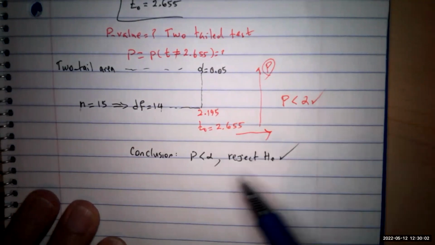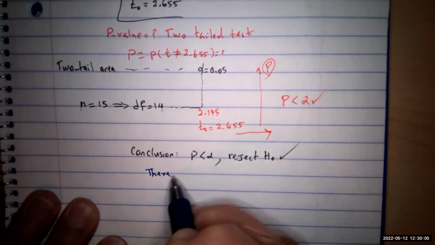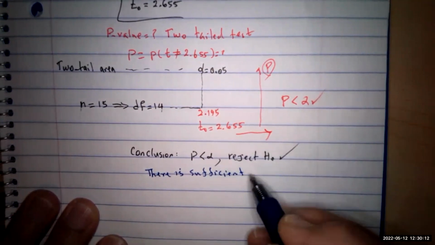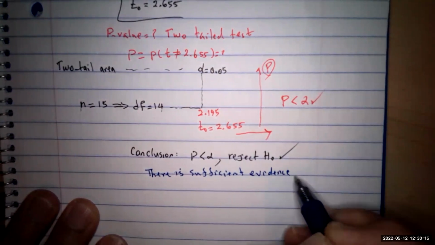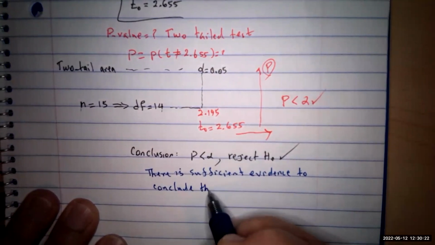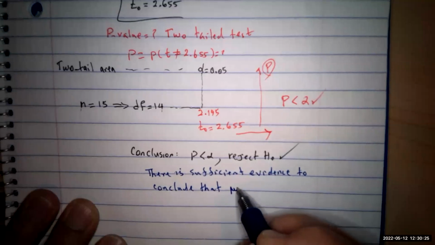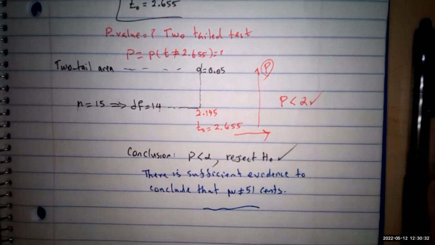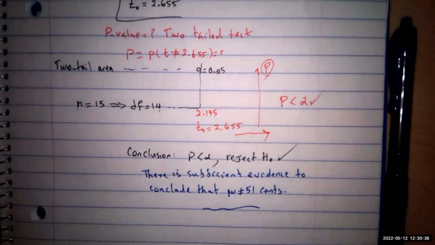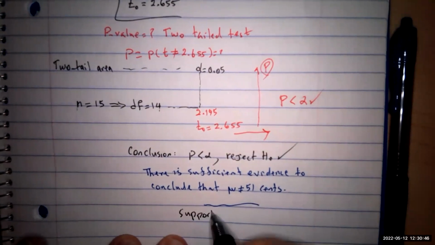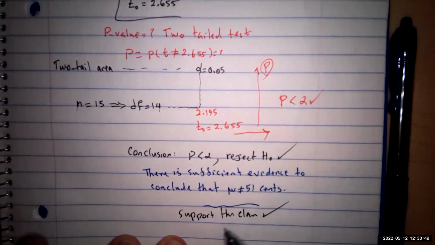Okay, so reject the H naught means there is sufficient evidence to conclude that mu is not equal to 51 cents. And it's clear, you see, that was the price in 1998. Now it's 2022, so the price of the bananas is going to be different. So this is the one where, of course, you support the claim.